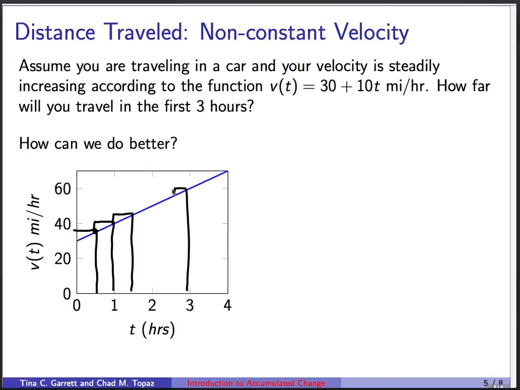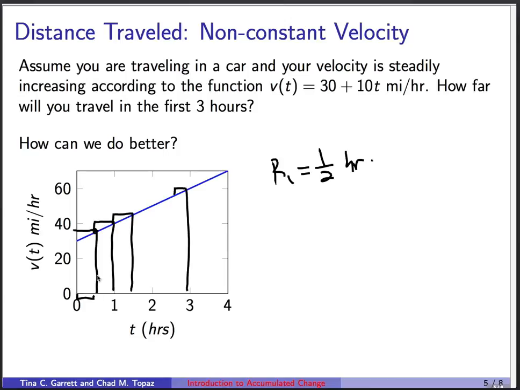Okay, so we're going to have 1, 2, 3, 4, 5, 6 rectangles to add up. And here's how we could do it. If we want the area of rectangle 1, well, the width of it now is not going to be 1 full hour, it's going to be 1/2 hour. And then we've got to multiply by the velocity we took.